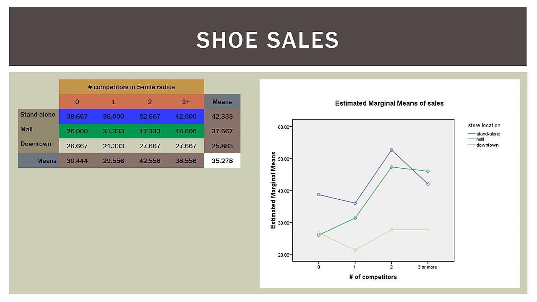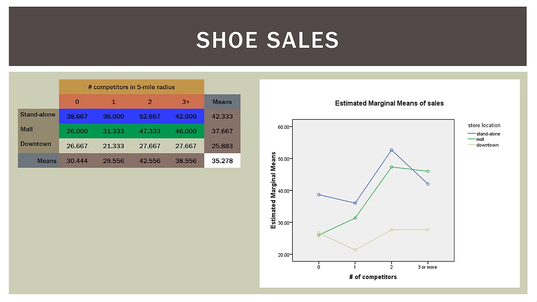So let's go ahead and look at the standalone row. That's the blue line. It's also the blue row in the table over here on the left. So you can see we have 38.667, 36, 52.667, and 42. So if we look at the blue line over here on the right, that follows that pattern. 38, 36, 53 about, and then 42.